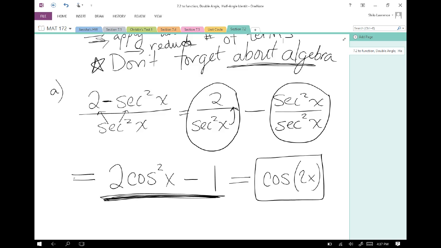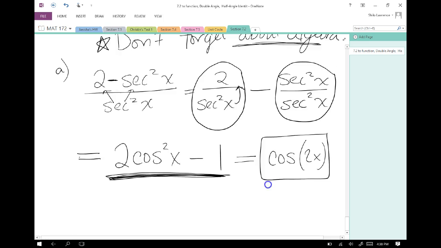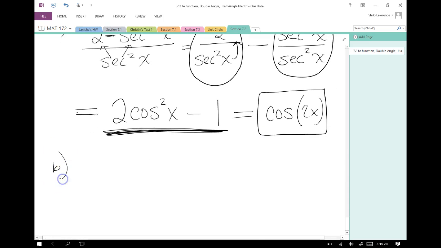So 2 minus secant squared divided by secant squared, I started by separating. I used a trig identity to bring my secant squared up as a cosine squared. I just used some algebra to divide, and then I recognized that as a trig identity for cosine 2x. And there's nothing else that we can do from there. It's a single trig function. It's a single term. It can't get any simpler than that. So let me try one that's a little bit more difficult. Let's see.